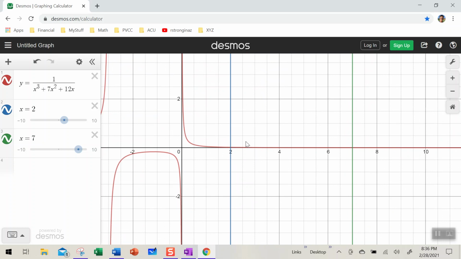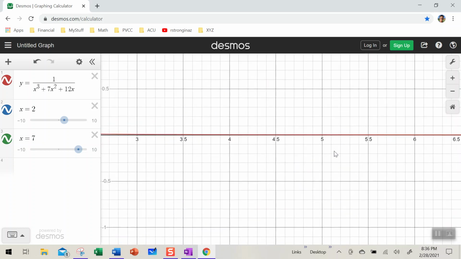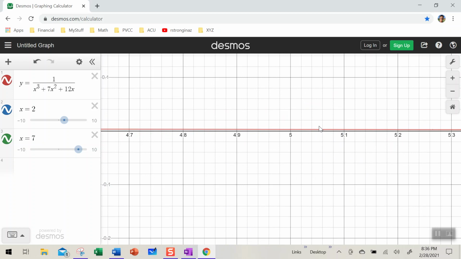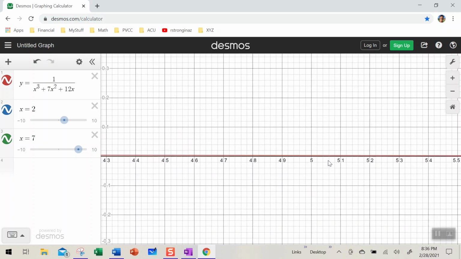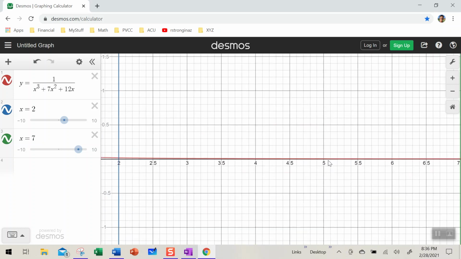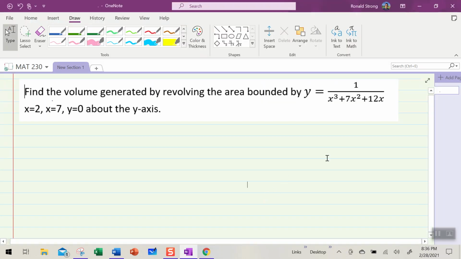The graph is asymptotic to the x-axis at this point. As we get really, really close, we can see that the curve is getting closer and closer to the x-axis, but it will not touch or cross the x-axis within the bounds of integration between 2 and 7. So let's create a little sketch of this.